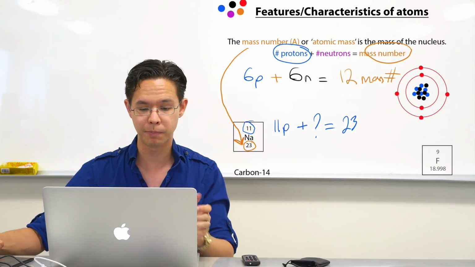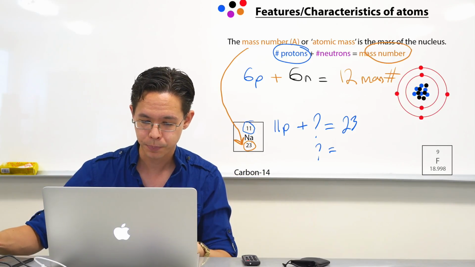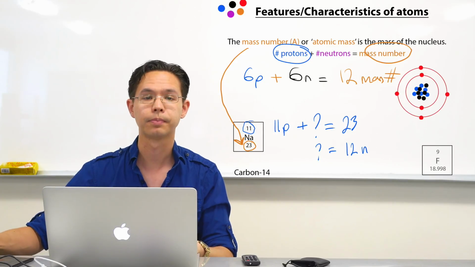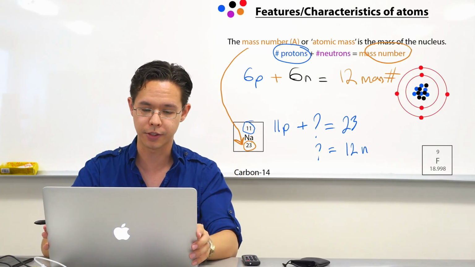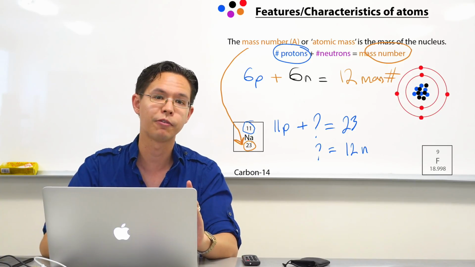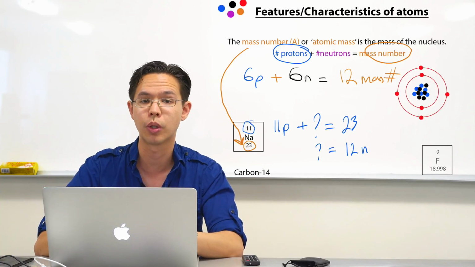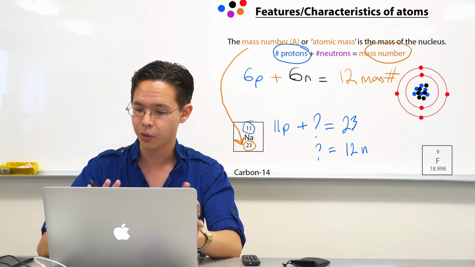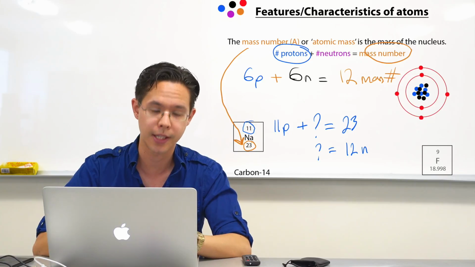So I can take 11 from both sides, and that gives me, let me see if I can do maths, 12 neutrons. So I've quickly just worked it out. You may need that information, especially if you are expected to draw an atom from scratch on a test, or you have to do a simple calculation on an exam.